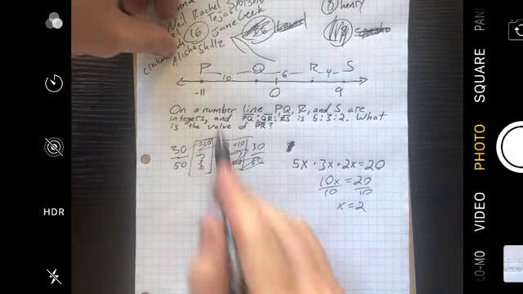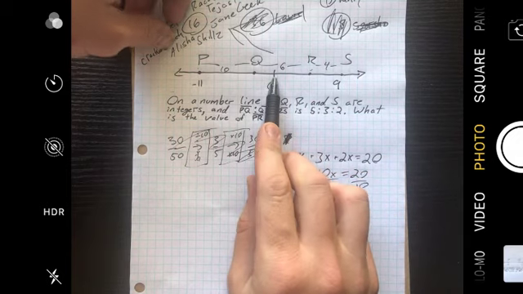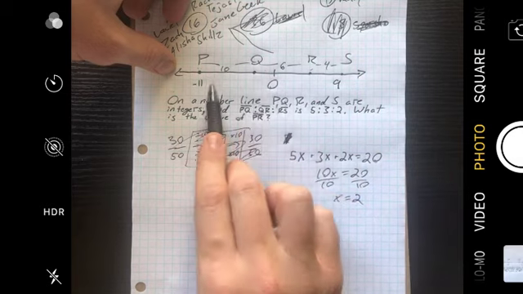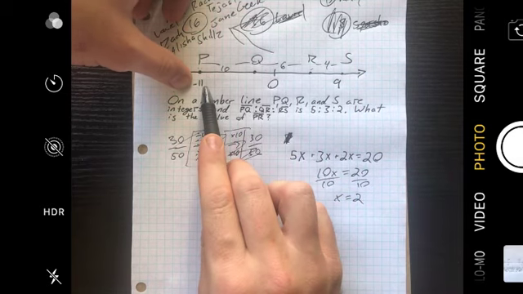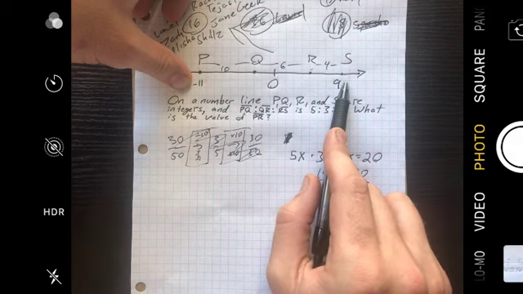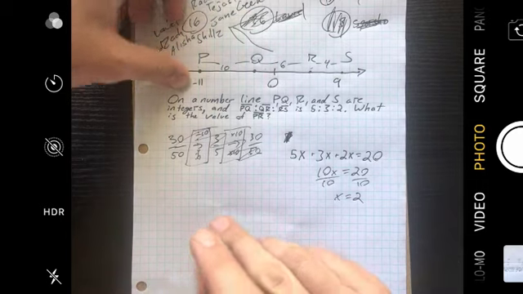How'd I get 20? Just negative 11 to 0 is 11, and then 9 is another 9, that's 20. You could also do 9 minus negative 11, and that would get you to 20. There's a lot of different ways to find out that PS in total is 20. Yeah, exactly. Nice. All right, cool.